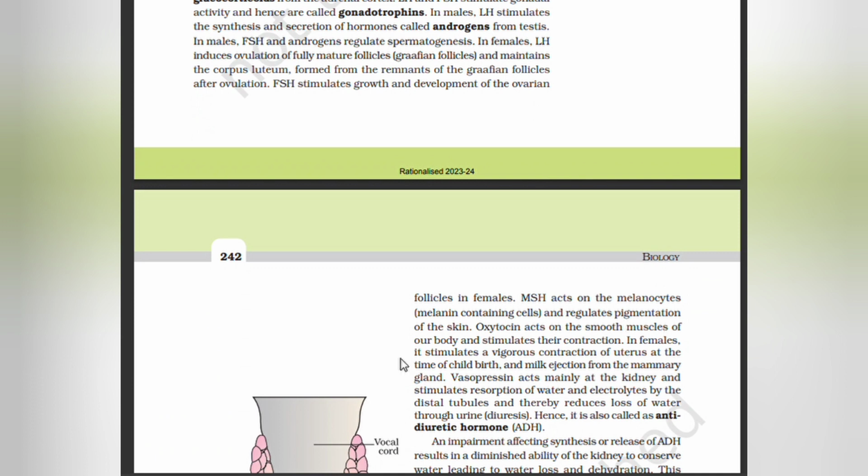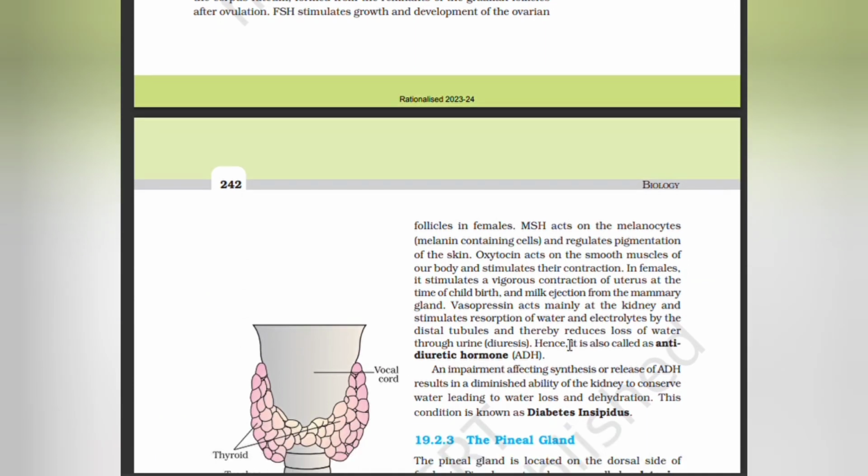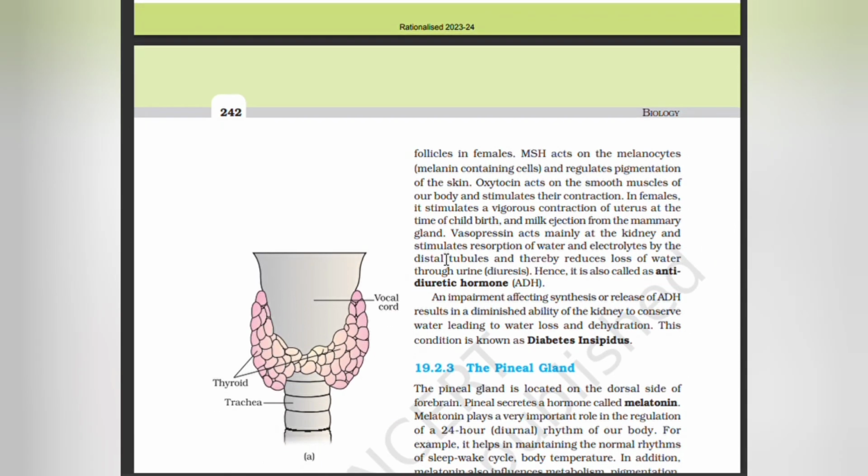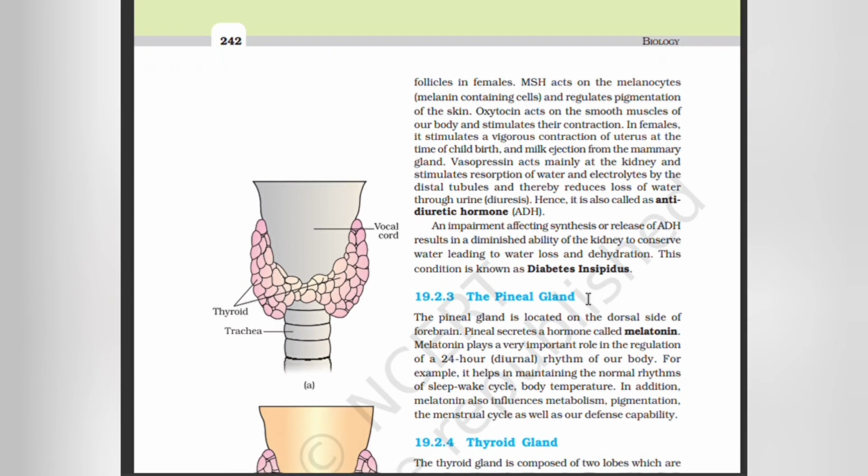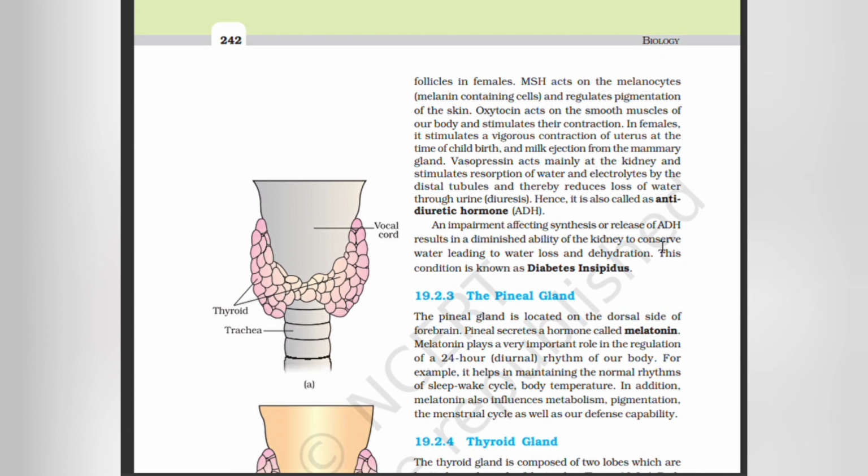In females, oxytocin stimulates a vigorous contraction of the uterus at the time of childbirth, and milk ejection from the mammary gland. Vasopressin acts mainly in the kidney and stimulates reabsorption of water and electrolytes by the distal tubules and thereby reduces loss of water through urine. Hence, it is also called antidiuretic hormone. An impairment affecting its synthesis or release results in a diminished ability of the kidney to conserve water, leading to water loss and dehydration. This condition is known as diabetes insipidus.